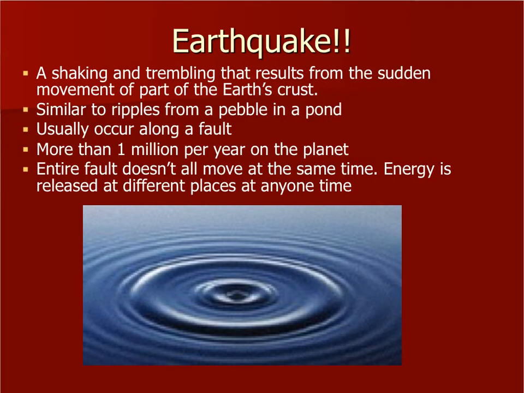Once the stress is released, an earthquake takes place. An earthquake is a shaking and trembling that results from the sudden movement of part of Earth's crust. Similar to ripples from a pebble in a pond, it usually occurs along a fault line. More than 1 million occur per year on the planet. The entire fault will not move all at the same time. Energy is released at different places at any one time.